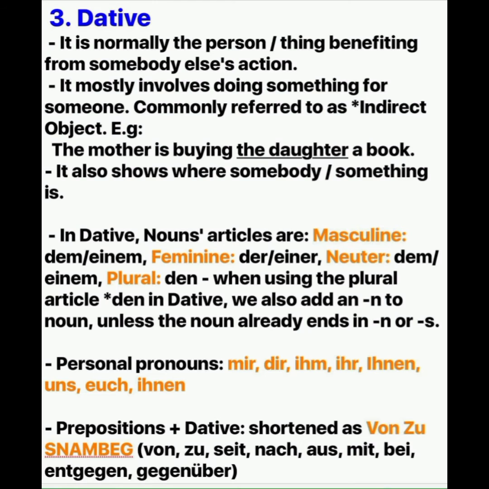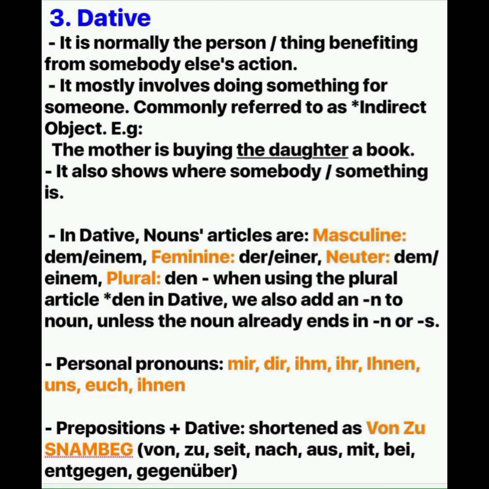Okay, let me give you this example. It will illustrate more clearly. The mother is buying the daughter a book. Look at this example. So the mother is the subject, doing the action, the doer. Is buying, that is the action. The daughter, now you can see the daughter has been underlined. Now this daughter is the one who something is being done for. So you can see the mother is doing something for the daughter in that she is buying the daughter a book. So a book is the object. A book is accusative, and then the daughter is now the dative. Do you see?